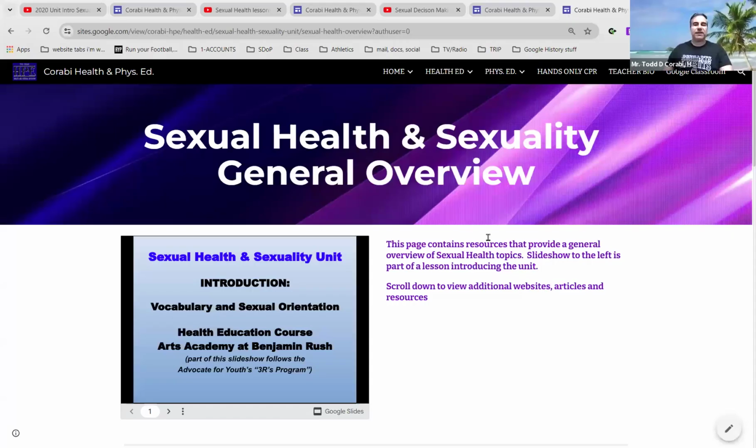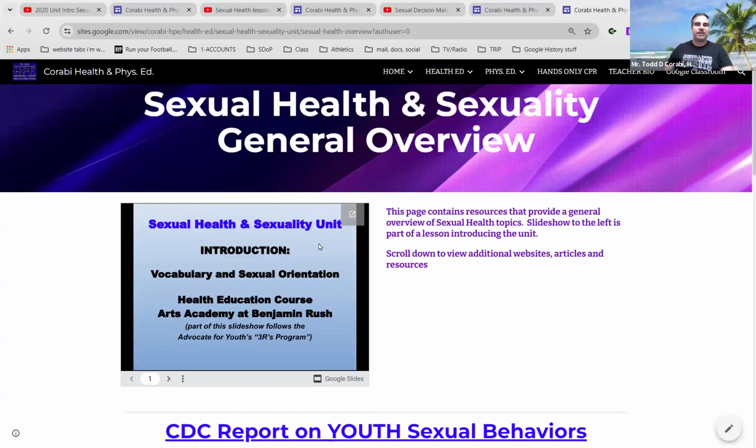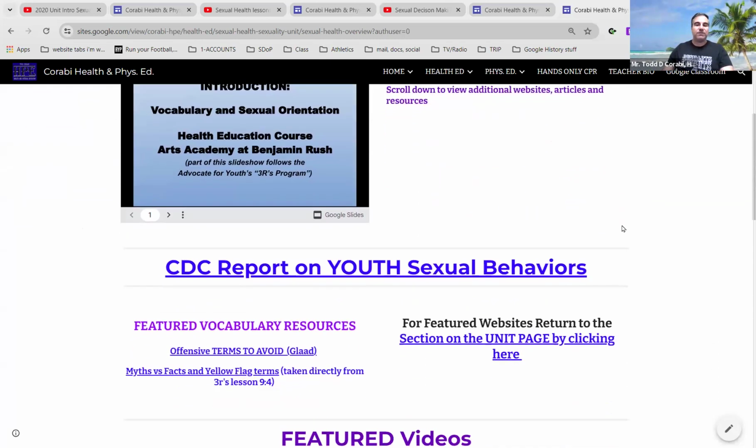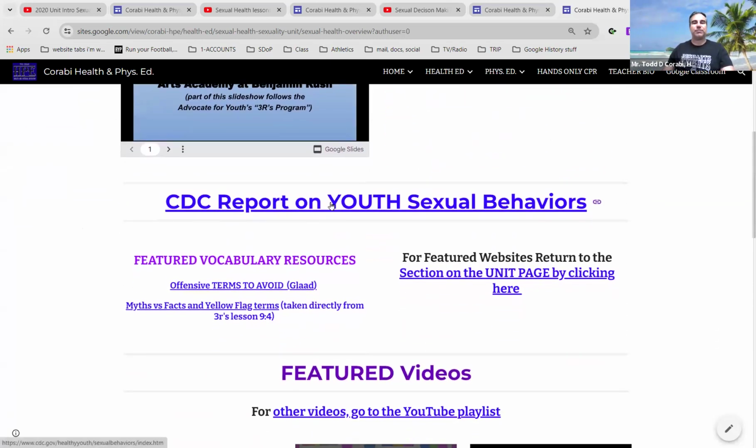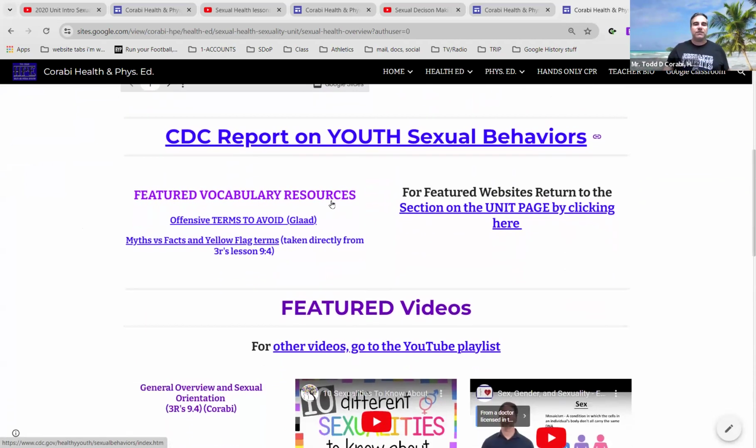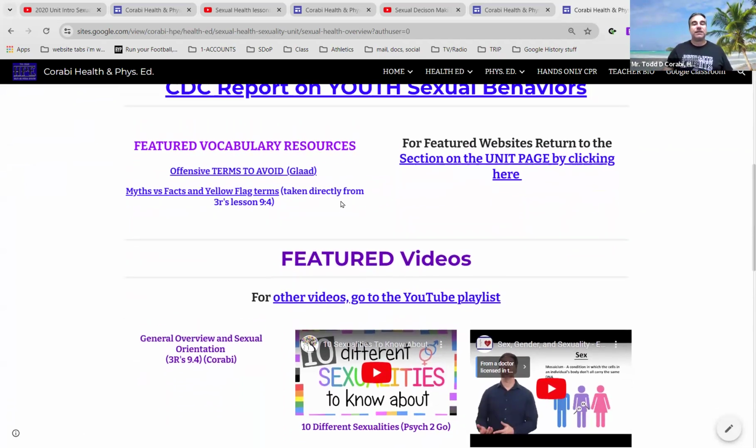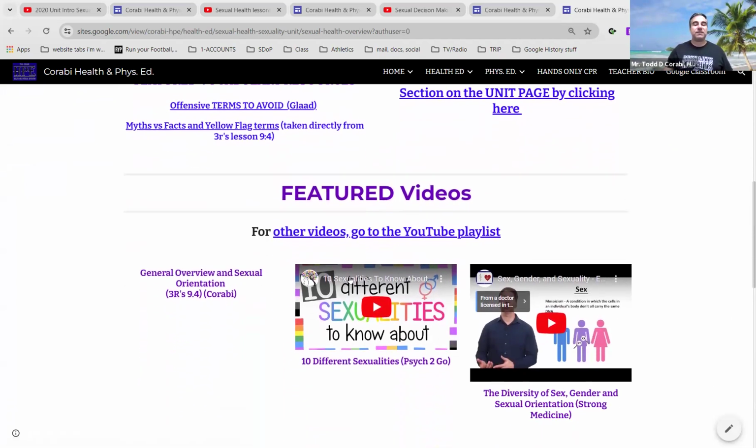So this particular page is relatively basic. There's not a lot of information on it. You can see at the top, there's a slideshow that we're going to be looking at here in this Zoom in a moment. You scroll down, there is a CDC report on youth sexual behaviors. It's updated every couple of years. There are a few vocabulary sources that offer offensive terms to avoid, myth versus facts, and yellow flag terms. There is a link back to the unit page. This lesson video that I'm making right now is going to be going in this section.